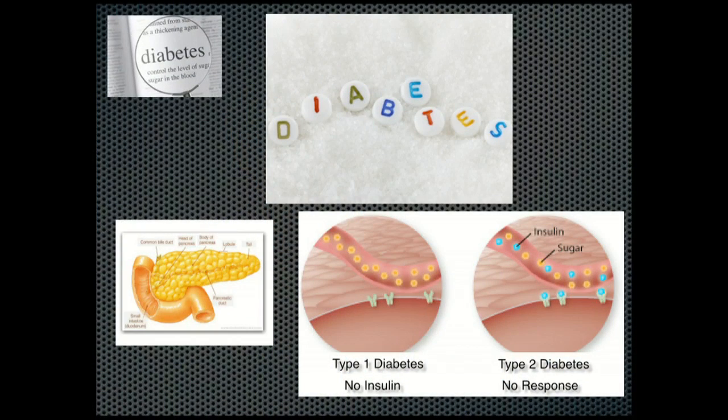So diabetes, most of you will know what diabetes is, but just to start at the basics, diabetes is a condition where patients lose the ability to adjust their blood sugar. And there are two main types of diabetes. There are several subtypes, but two main types. Type 1, where the pancreas basically has lost its ability to make insulin.